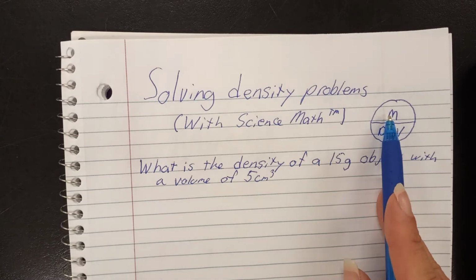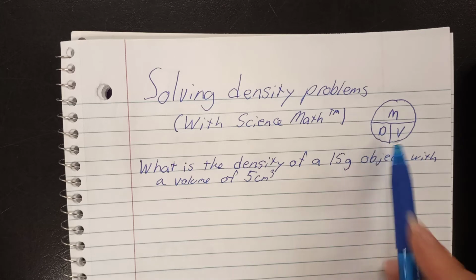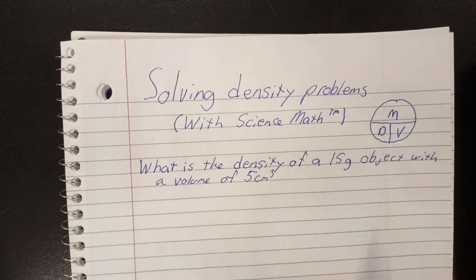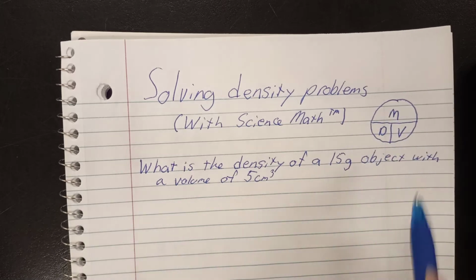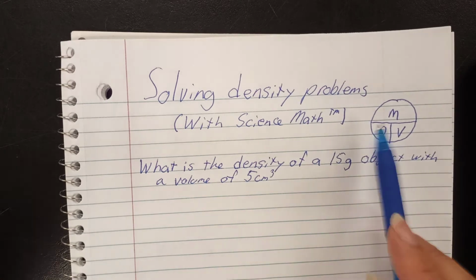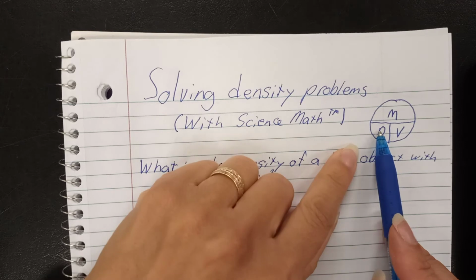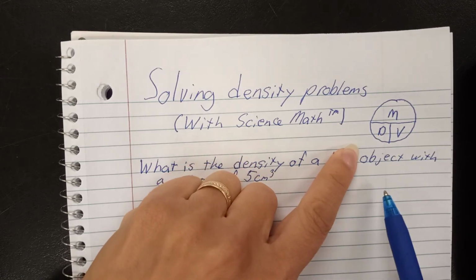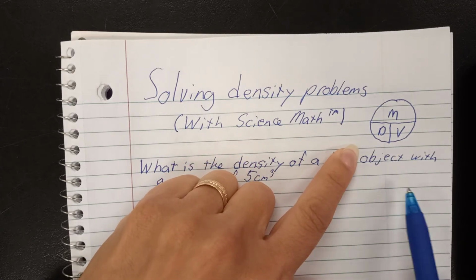And we could do algebra to solve the equation each time, but we would rather not do algebra. So this is an old trick that I learned years and years ago when I was about your age that you're going to find makes your life a lot easier if you learn how to use it. The way the circle works is you cover up the one thing that you're looking for and what's left will be your equation.